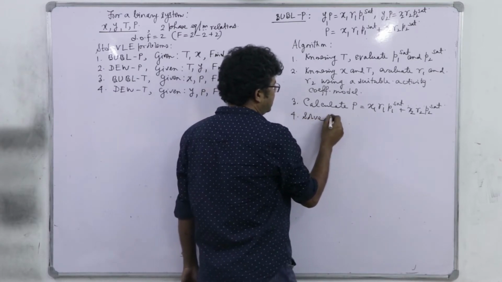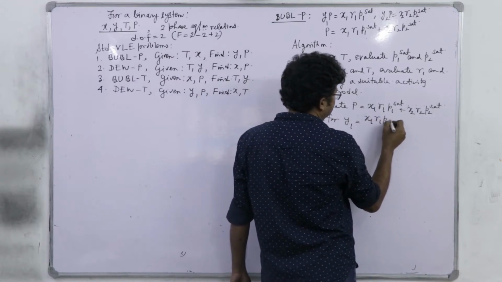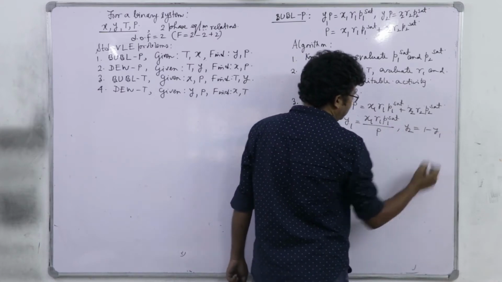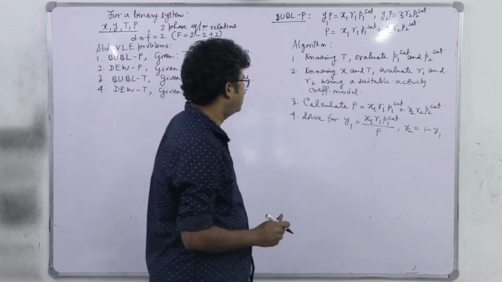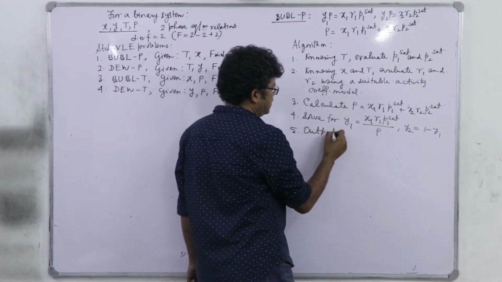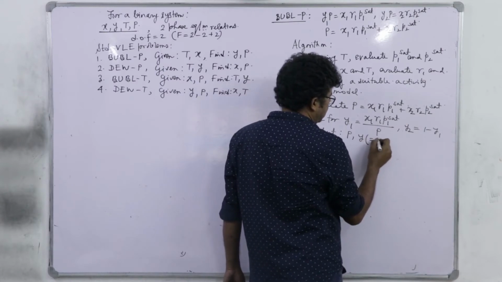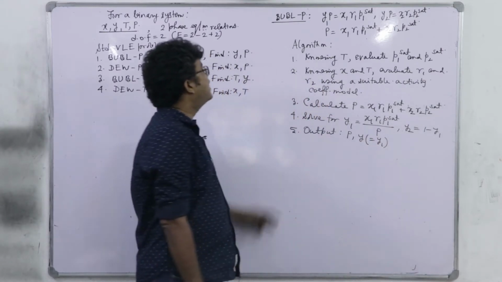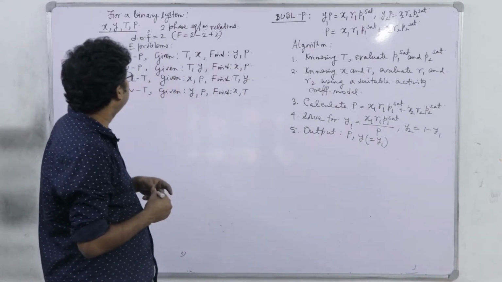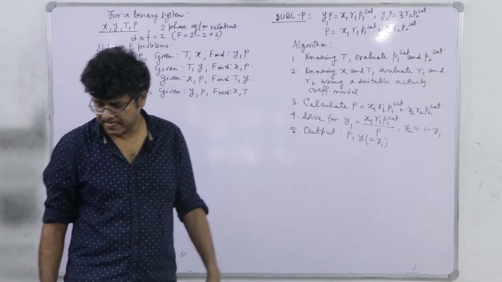Solve for y1 is equal to x1 gamma 1 P1 sat divided by P, and y2 as 1 minus y1. So finally, the output is P and y equal to y1. So that's the bubble P solution. This is non-iterative, a direct solution, it's the easiest one.